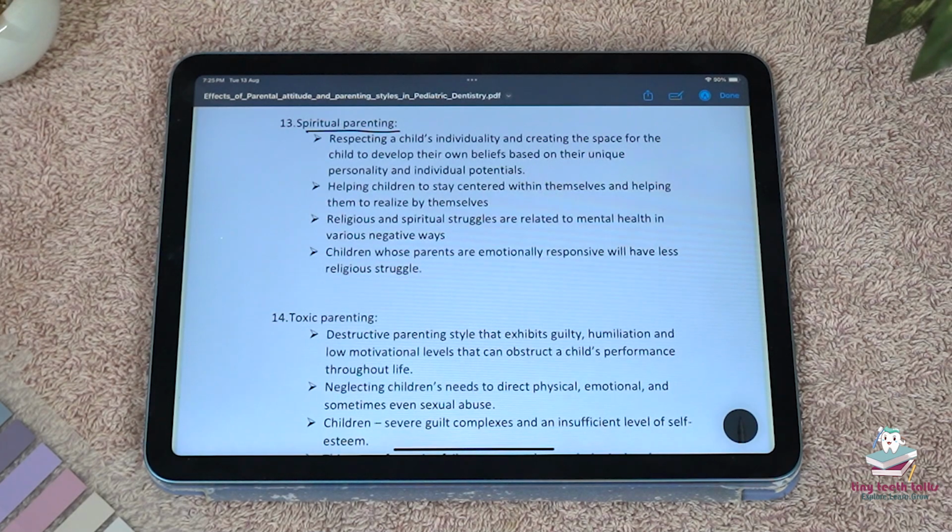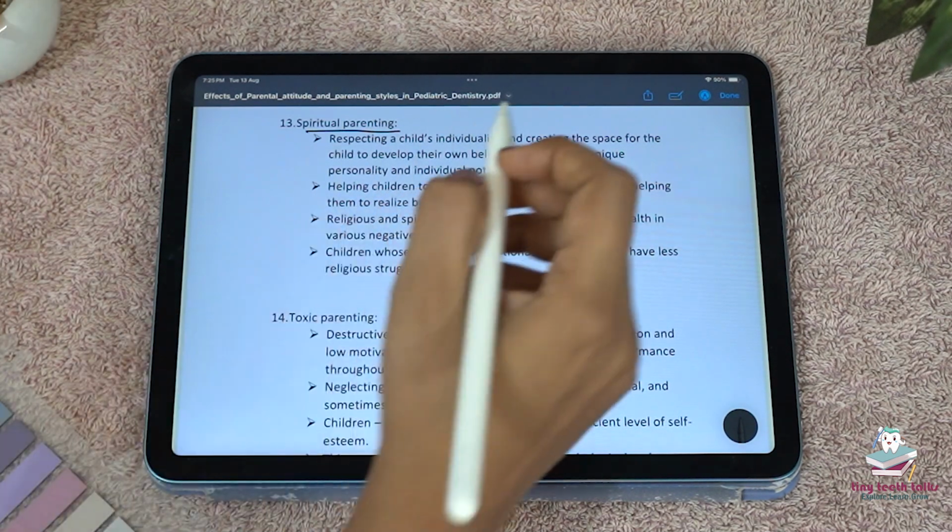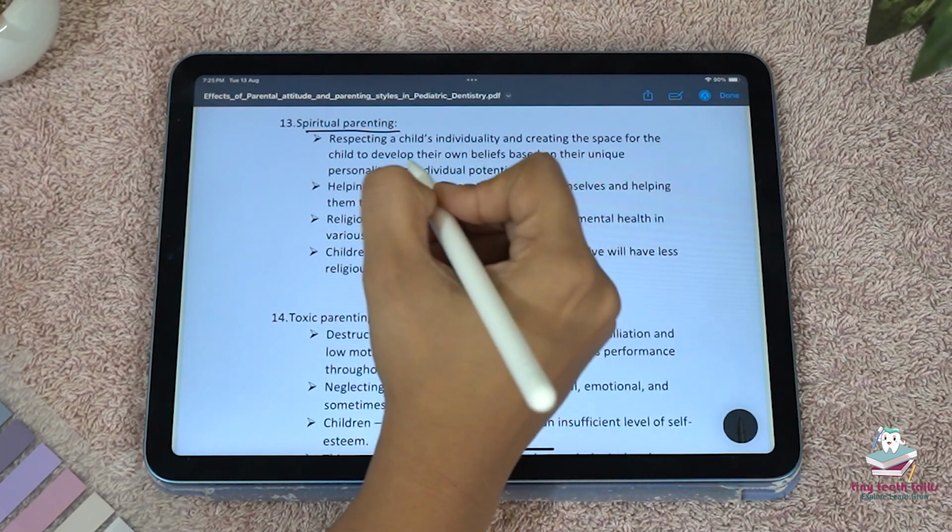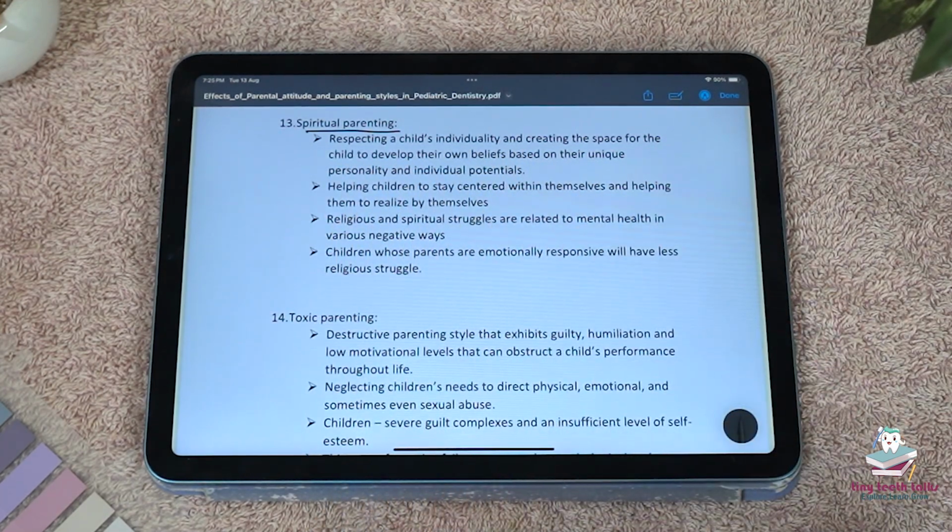Spiritual parenting. Respecting a child's individuality and creating the space for the child to develop their own belief based on their unique personality and individual potential. Helping the children to stay centered within themselves and helping them to realize by themselves. Religious and spiritual struggles are related to mental health in various negative ways, and children whose parents are emotionally responsive will have less religious struggle.